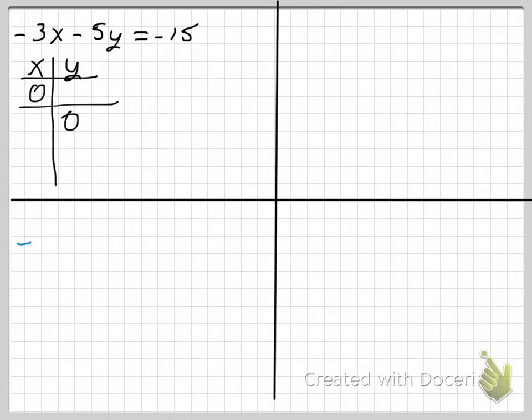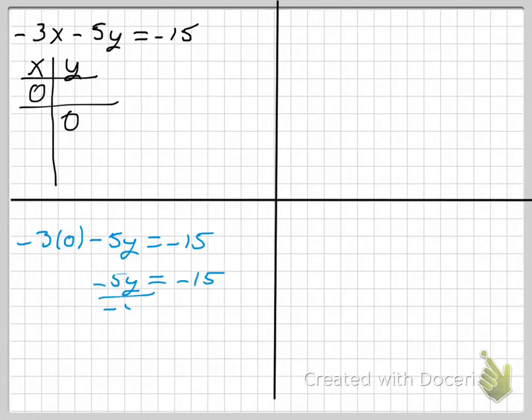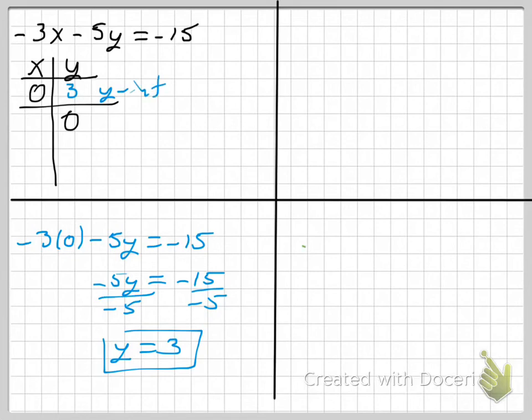So we'll plug 0 in for x, so negative 3 times 0 minus 5y equals negative 15. Negative 3 times 0 is 0, so long. We'll just have minus 5y equals negative 15. And then we will divide both sides by negative 5. Negative divided by negative is a positive, so y is going to be equal to positive 3. That'll be my y-intercept.